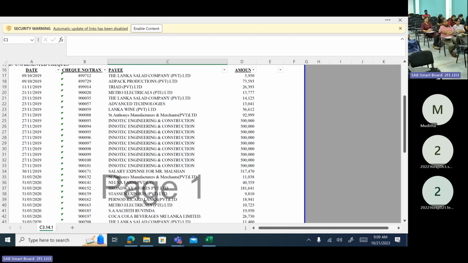What else? Another thing. Bank charges. Yes, here we have bank charges.